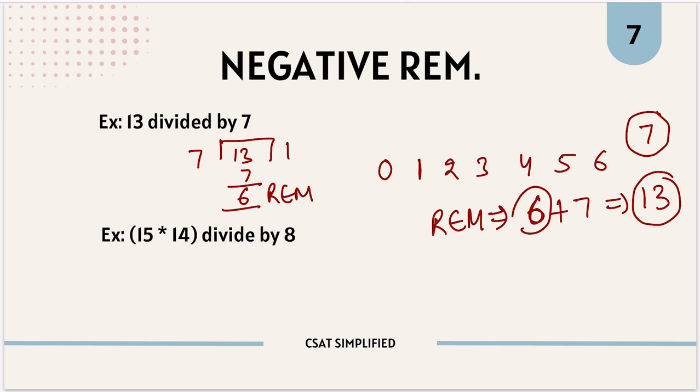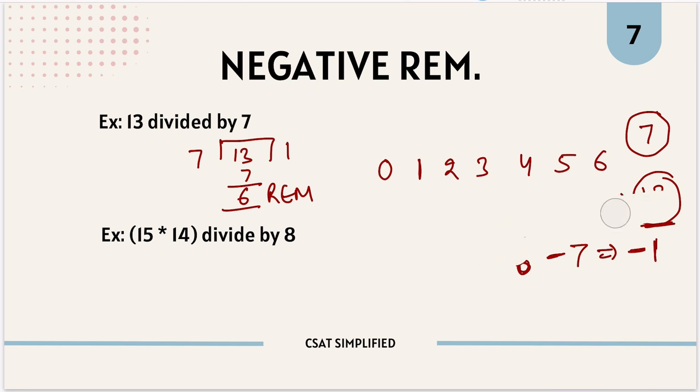6 and 13 are equivalent for 7 because if I am left with 13, I can divide it by 7 and I am left with 6. And if I remove 7, I am left with minus 1. So minus 1 is also a remainder to it. How? Let's understand it from this perspective.